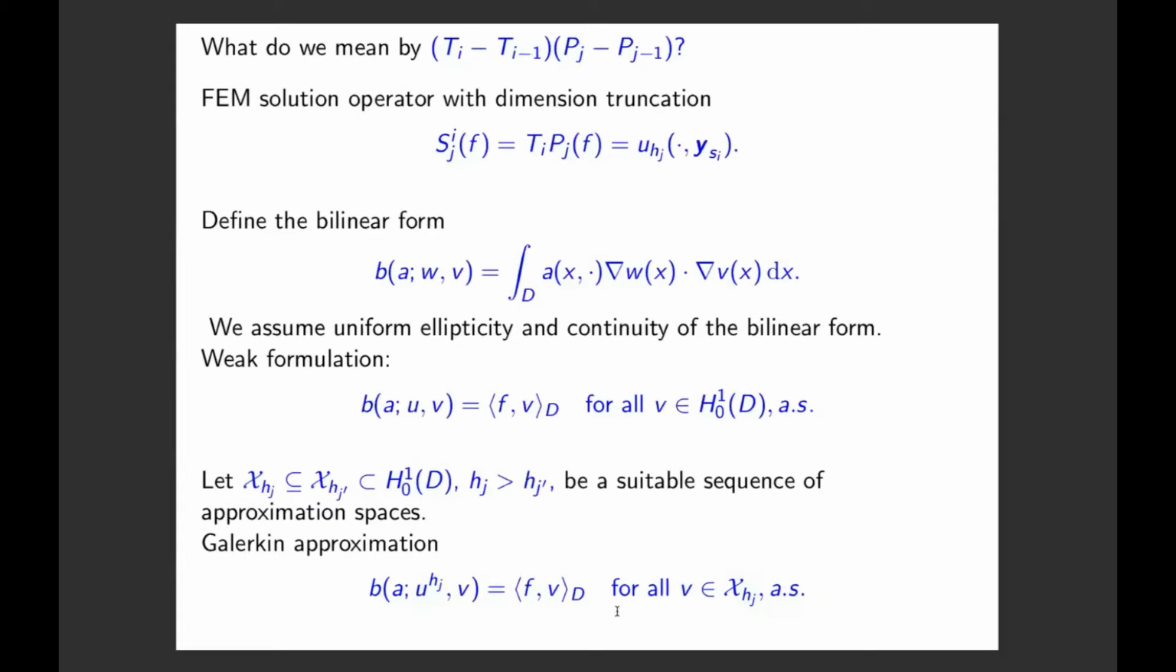So for almost all random coefficients y, which go into this diffusion coefficient a here. So the bilinear form here, it's not written here explicitly, but depends on these coefficients y, and therefore also our solution depends on these random coefficients y.